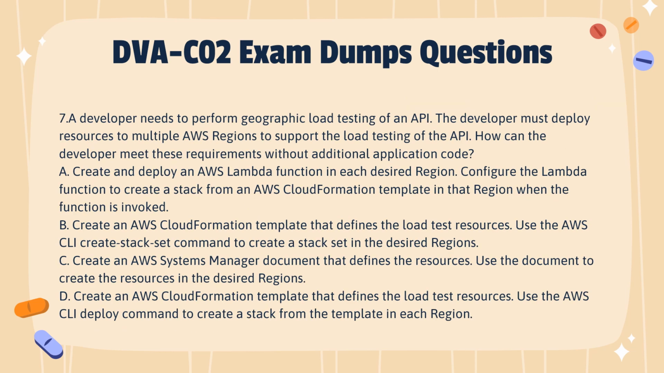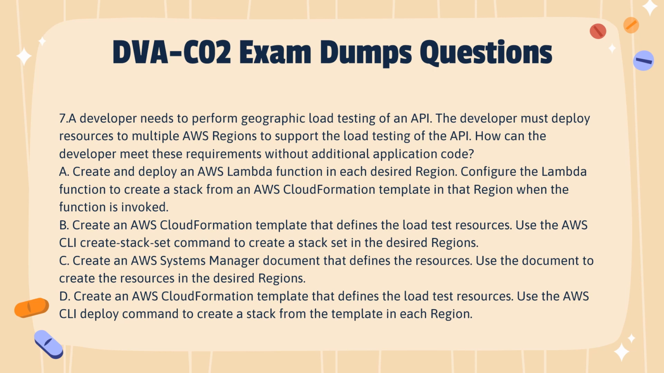7. A developer needs to perform geographic load testing of an API. The developer must deploy resources to multiple AWS regions to support the load testing of the API. How can the developer meet these requirements without additional application code?